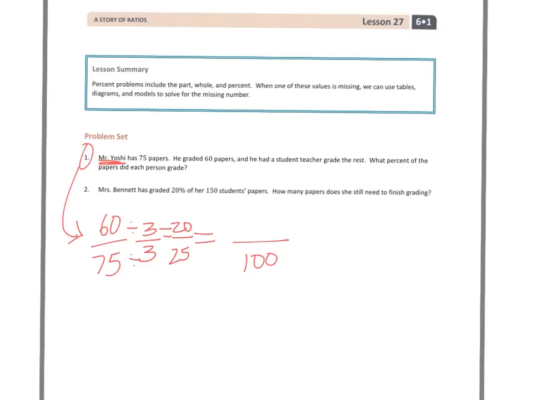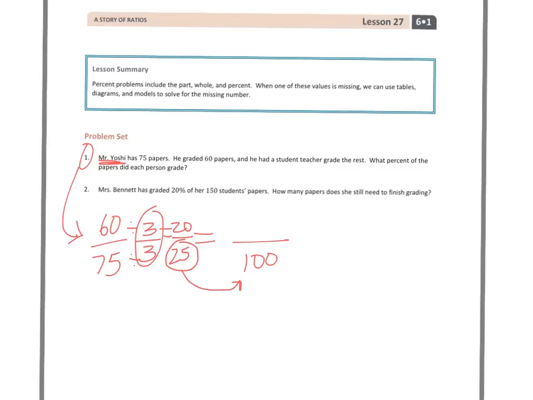Now that's a key thing, because I want to make sure my denominator can go into 100. So I'm making equivalent ratios. I had 60 to 75. Now I have 20 to 25. They're equivalent ratios because I'm dividing by one whole, 3 over 3. But I wanted to make sure that my denominator can get me to 100. So now it's just 20 25ths.